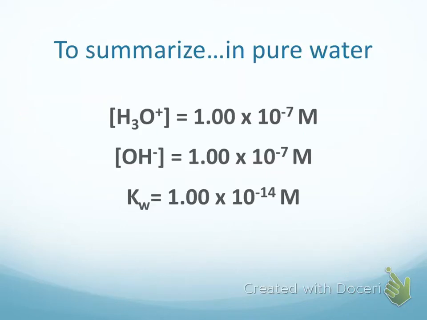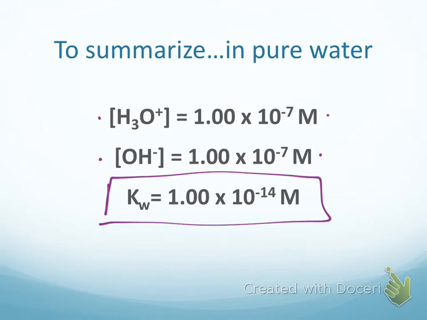So, quick summary. These are experimentally determined: in pure water, when you don't have anything else dissolved in it, these are the concentrations of hydronium and hydroxide. And when we multiply them together, we get the equilibrium constant of water, which we abbreviate K with a little w.